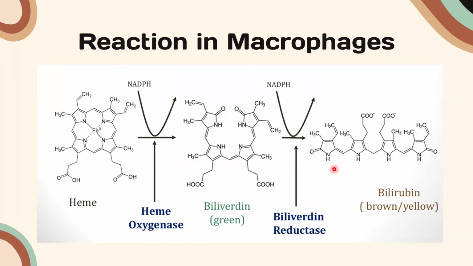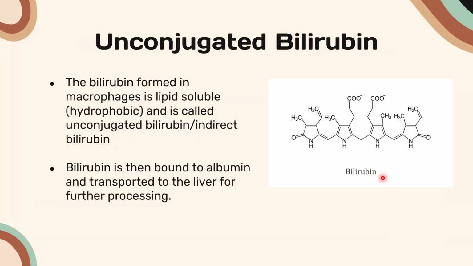What's important to know is that bilirubin here is what we refer to as unconjugated bilirubin or indirect bilirubin. This is hydrophobic, or you could say lipid soluble, which means that it's not going to be able to be transported in the bloodstream by itself. It requires a transport molecule, which here is albumin. And so the unconjugated bilirubin binds to albumin and is then transported to the liver for further processing.